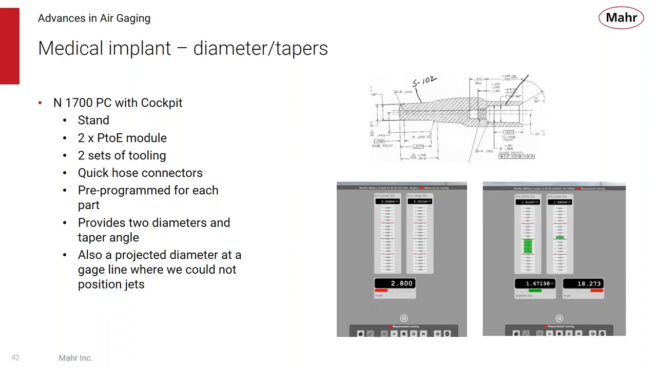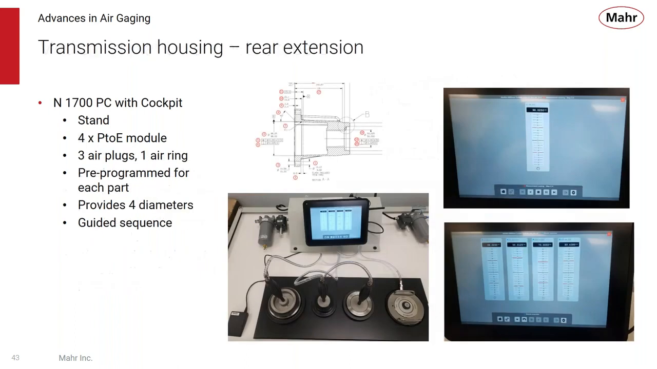With this specific application, we could not measure at the gauging line that the customer wanted with the air tooling. So again, with the cockpit software, we're able to project what the diameter is at the location the customer wanted. All done very easily and easy for the operator to use with our cockpit software.